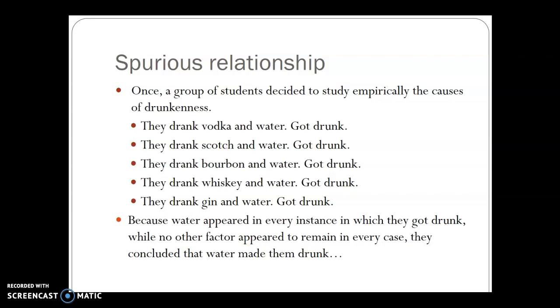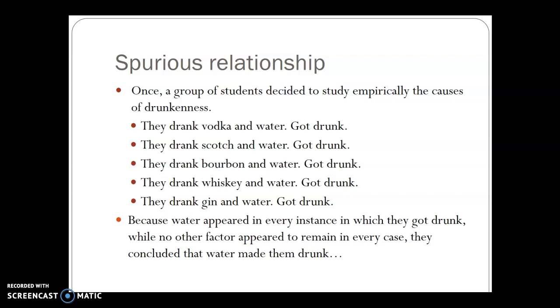And then these students think to themselves, well, if I'm looking for something that's common among all the different experiments, we drink water in every single experiment. Therefore, water must be the cause of the drunkenness. Okay, that's silly, right? That's super silly. Water doesn't cause drunkenness. We all know that.